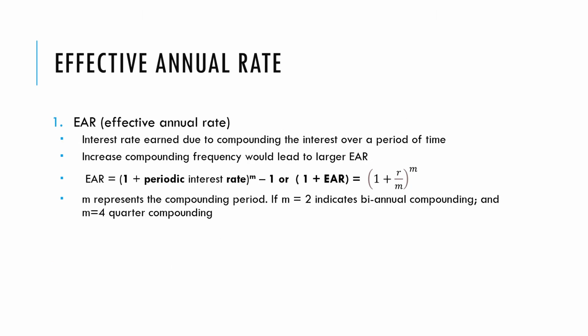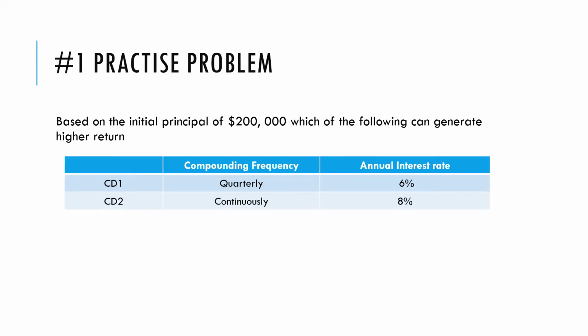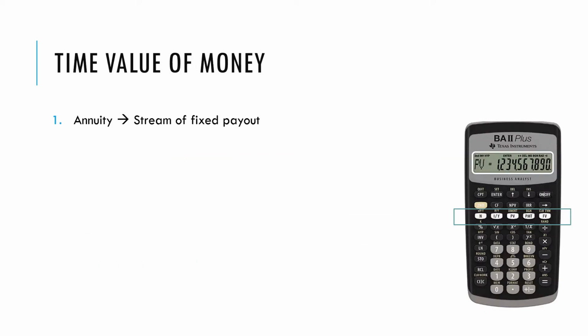Effective annual rate is used to calculate the interest rate due to compounding interest over different frequencies. An increase in compounding periods m increases the effective annual rate. This practice problem attempts to use the previous slide's formula to calculate the compounding interest rate: 1, quarterly, and 2, continuously. Annuity is a fixed payout.